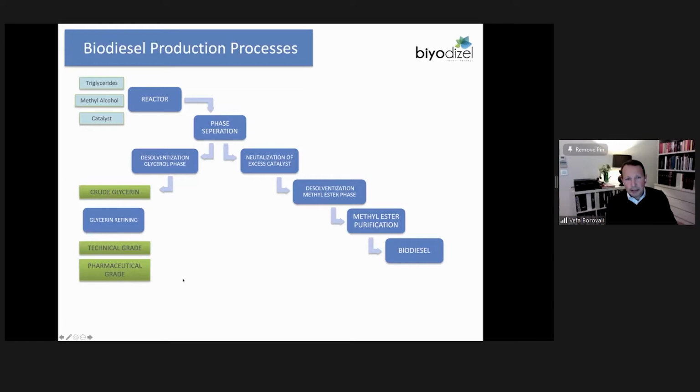Very roughly, just to give you an idea about the quantities, if we start with, let's say, 10 tons of triglyceride in the beginning, and more or less 1 ton of methyl alcohol is consumed during the reaction, we end up with almost 10 tons of methyl ester biodiesel, and the other 1 ton is in our glycerol phase. So this is roughly the mass balance. It is about 10% of the inlet, the glycerol.